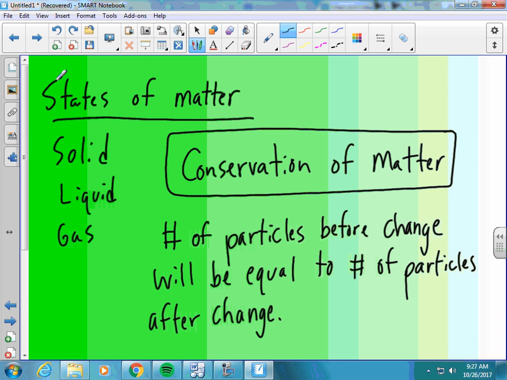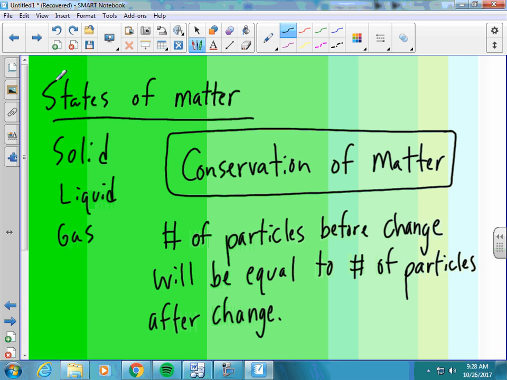I can't. Oh, yeah, you can talk when I ask questions. Absolutely. Yes, mass. Okay, so mass is the number of particles. What if I said, what is the amount of space the particles take up? What would we call that measurement? The volume.